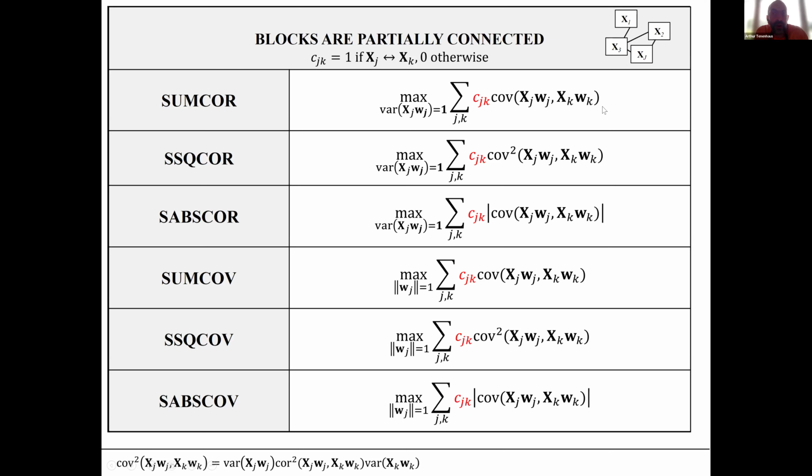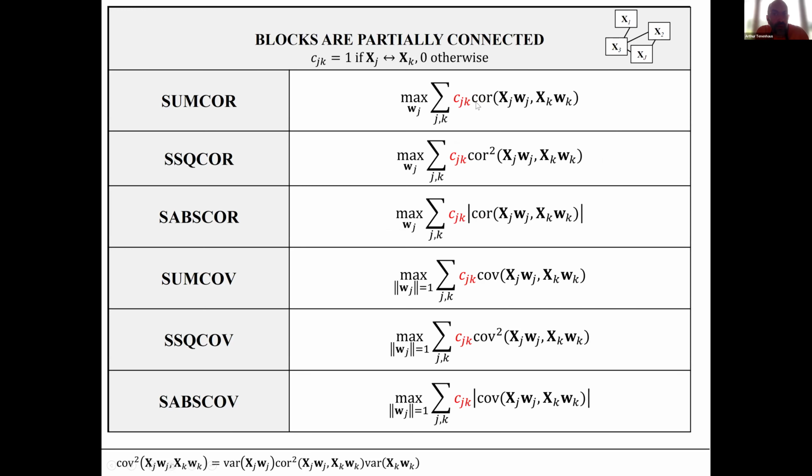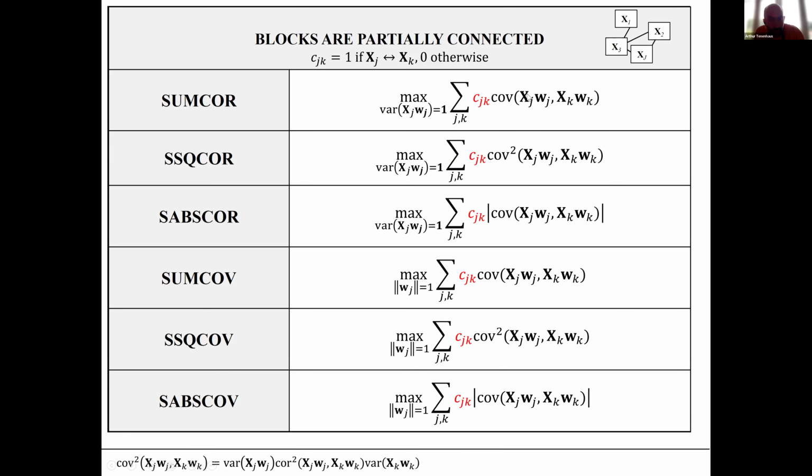So maximizing the covariance with respect to the block component, where the variance of the block component is equal to 1, is equivalent to maximizing the correlation. And this is very interesting because we have a single objective function, a function of the covariance between block components, but different constraints. If the variance of the component is equal to 1, then we are maximizing the correlation. And if the norm of the block weight vector is equal to 1, then we are maximizing the covariance. So we have a single objective function, a function of the covariance, but specific constraints.